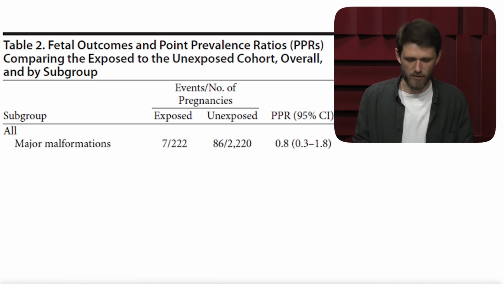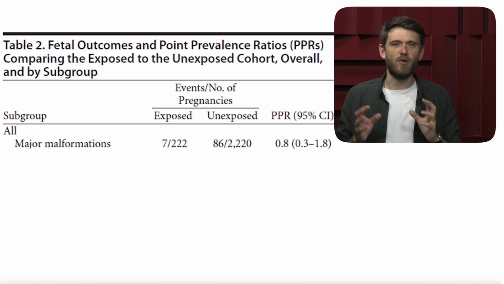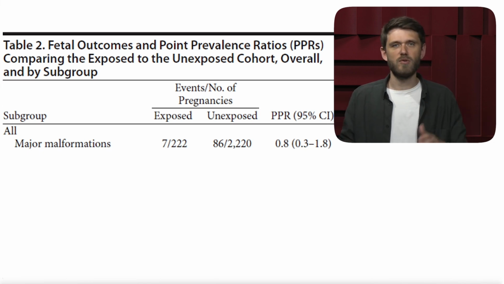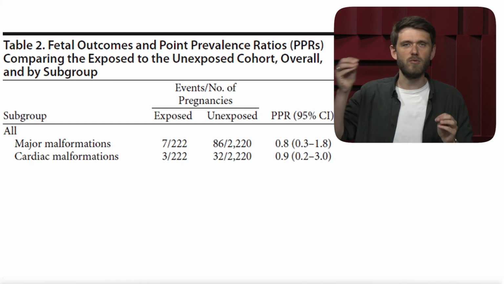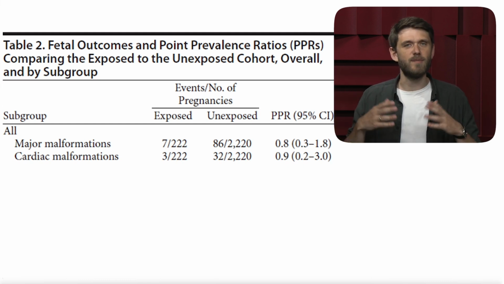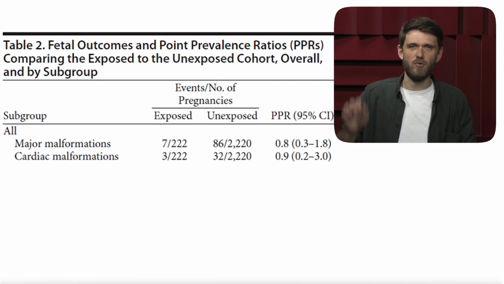Can of course also in the same cohort study look at other outcomes. For instance, this is the major malformations. We could also restrict this from all major to only cardiac malformations, which would yield something like this. So we can use different outcome metrics in this cohort, but in this very simple situation, we don't have any particular follow-up. It's just a matter of exposed, unexposed, outcome, no outcome.